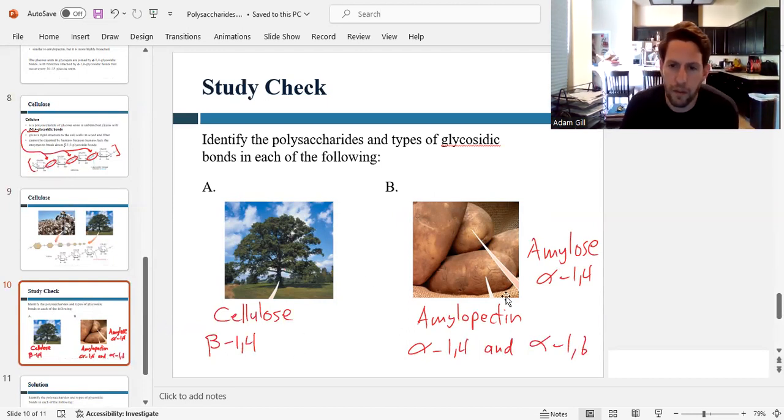So 3 main types of polysaccharides. Amylose and amylopectin are the starches. Cellulose, which is beta-1,4. And this is known as fiber in our diet.